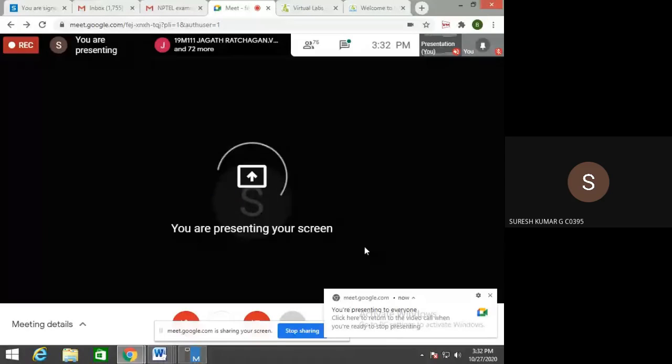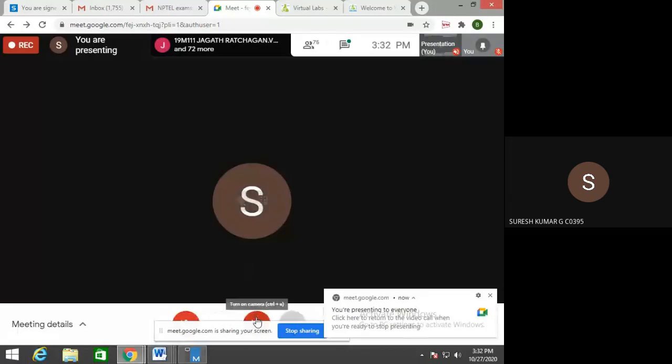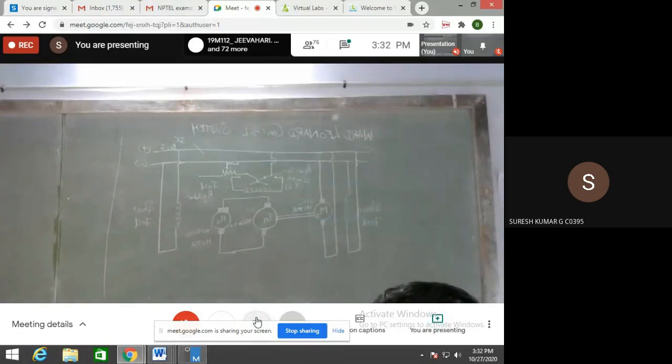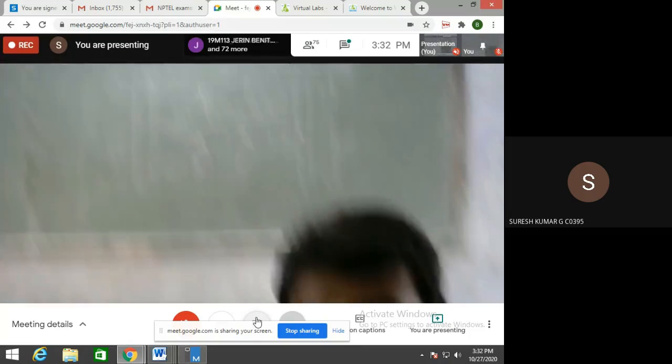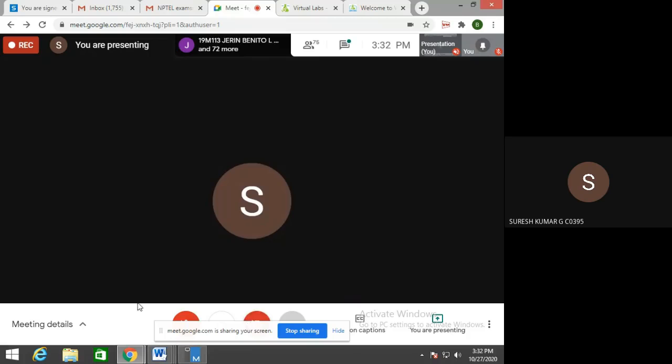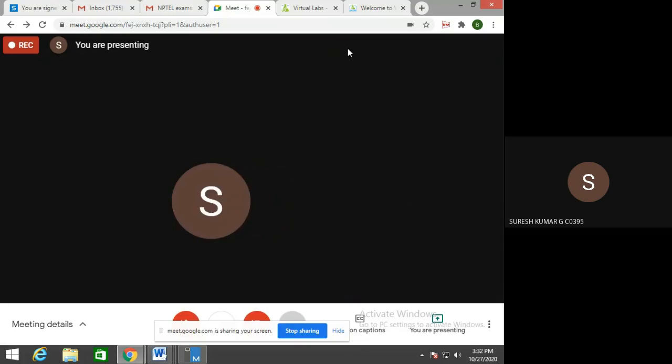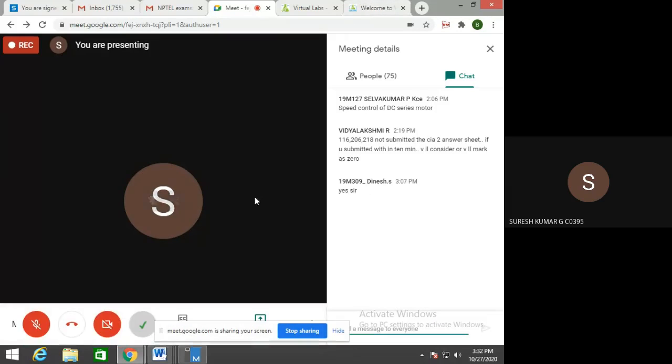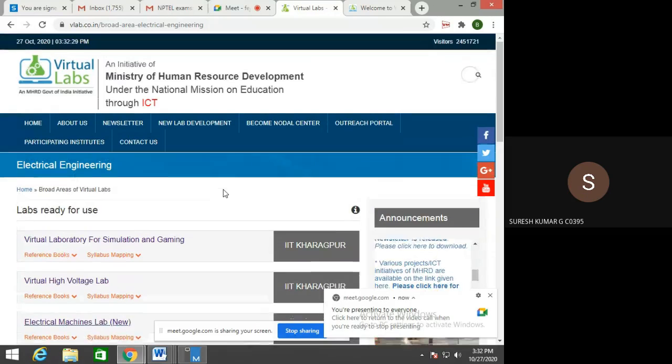So all the same VLabs that we did before. So இந்த experiment வந்துட்டு it is Ward Leonard control system method. My screen is visible. So move on to the VLAB.